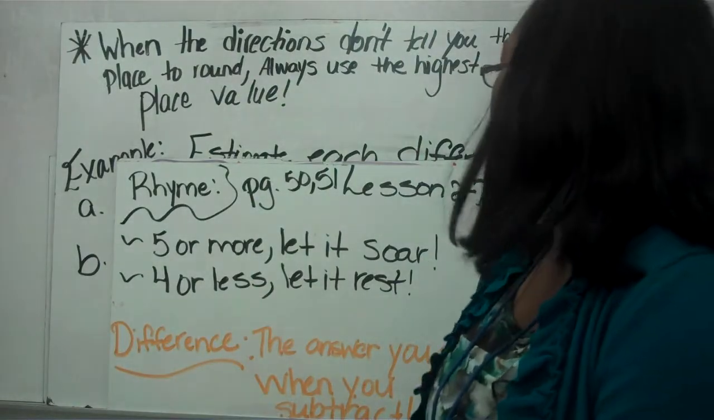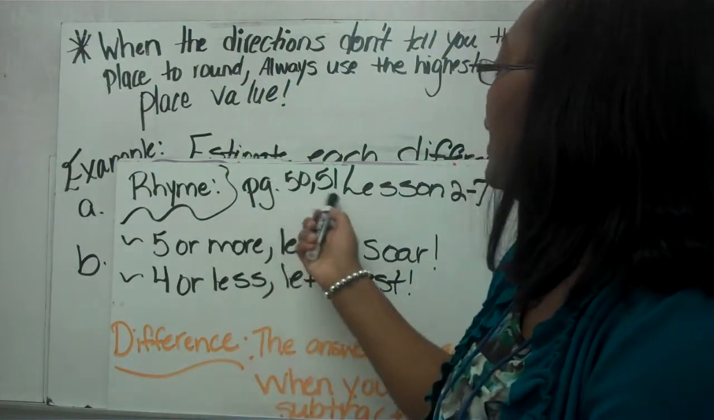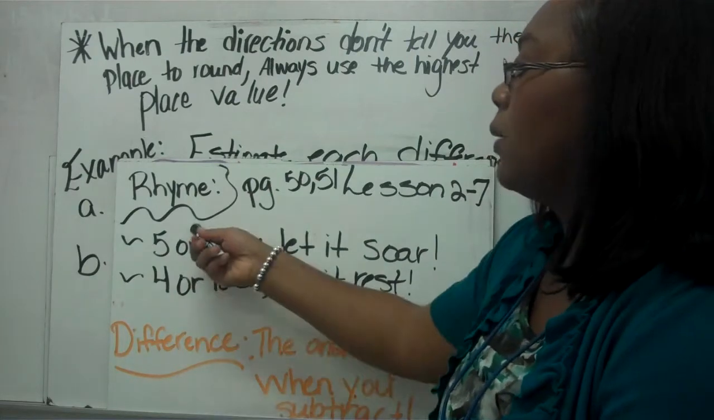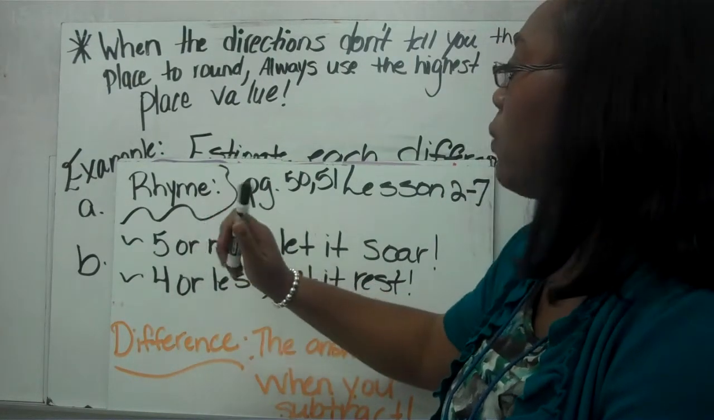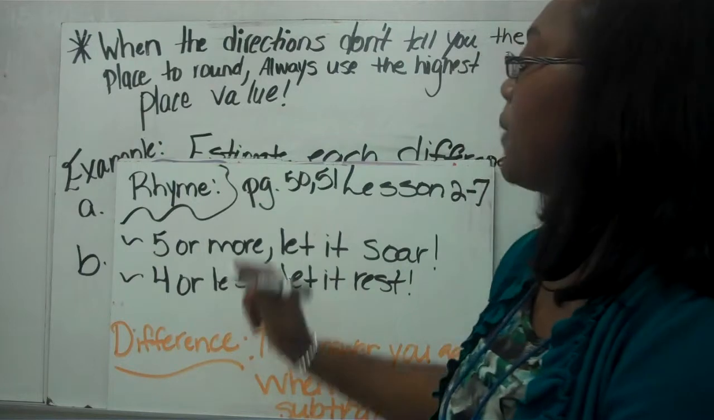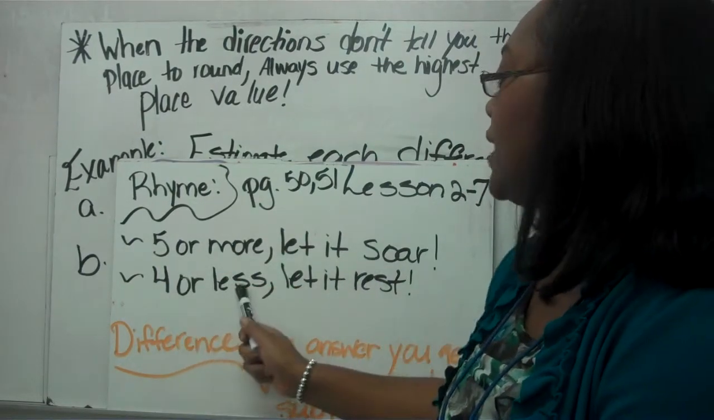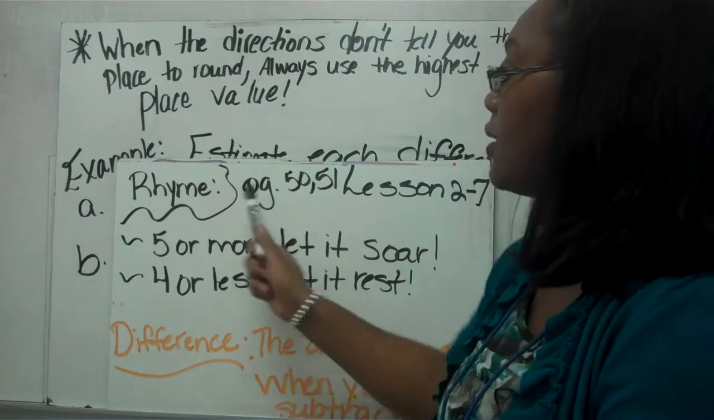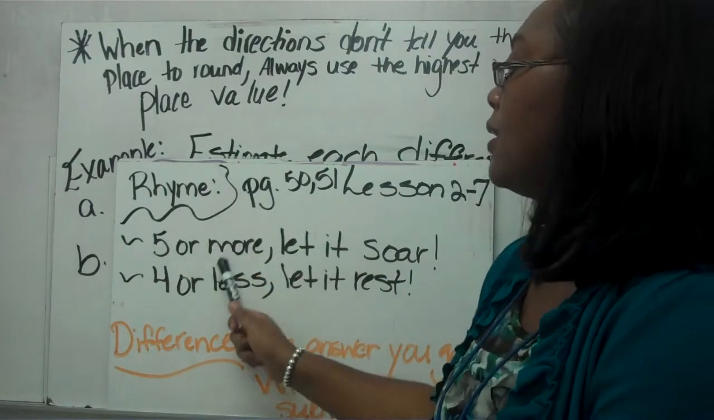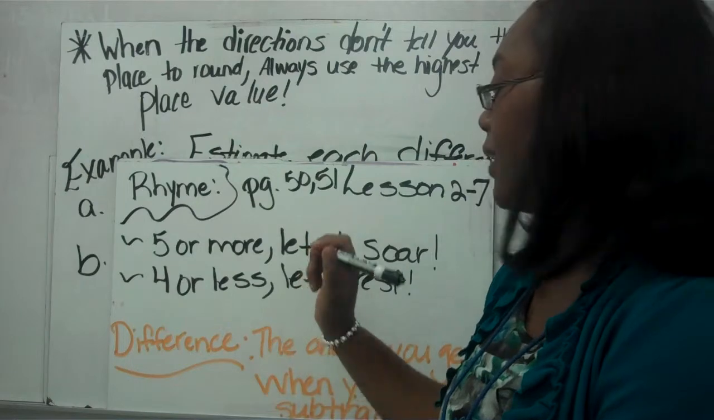Okay guys, today we're doing lesson 2-7, page 50 and 51. Now there's a little rhyme that I want you to remember with rounding. We've been working with rounding for addition. I want you to remember if it's 5 or more, let it soar. 4 or less, let it rest. Okay, so this little rhyme that I want you to put in your notebook will help you know what to do with that number to the right.